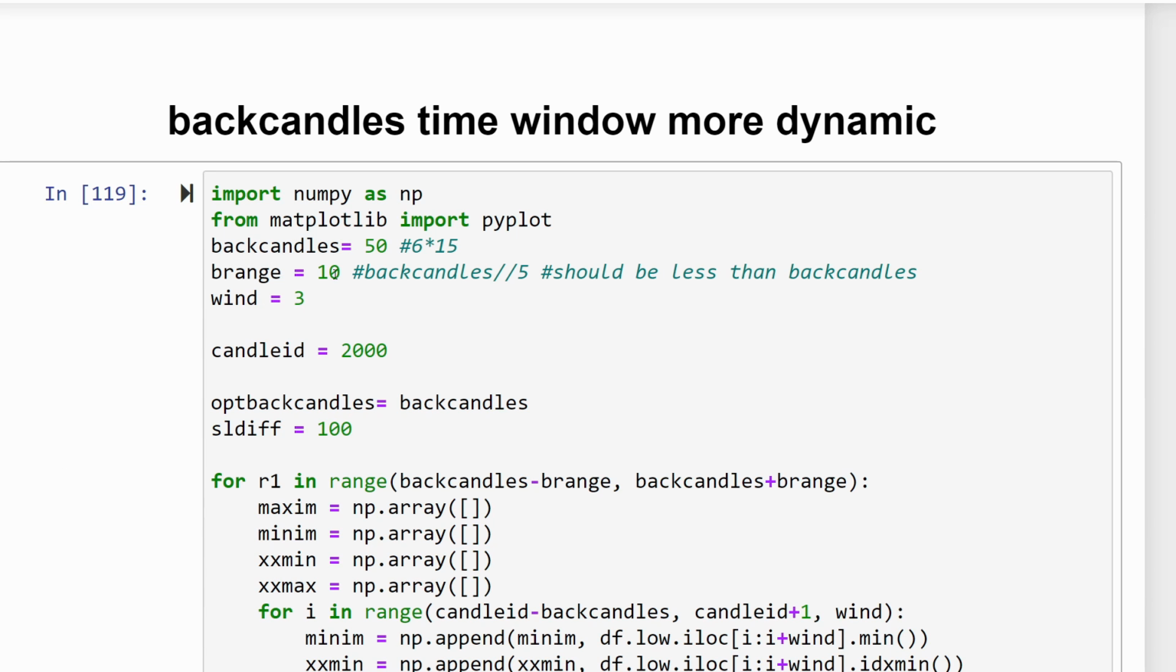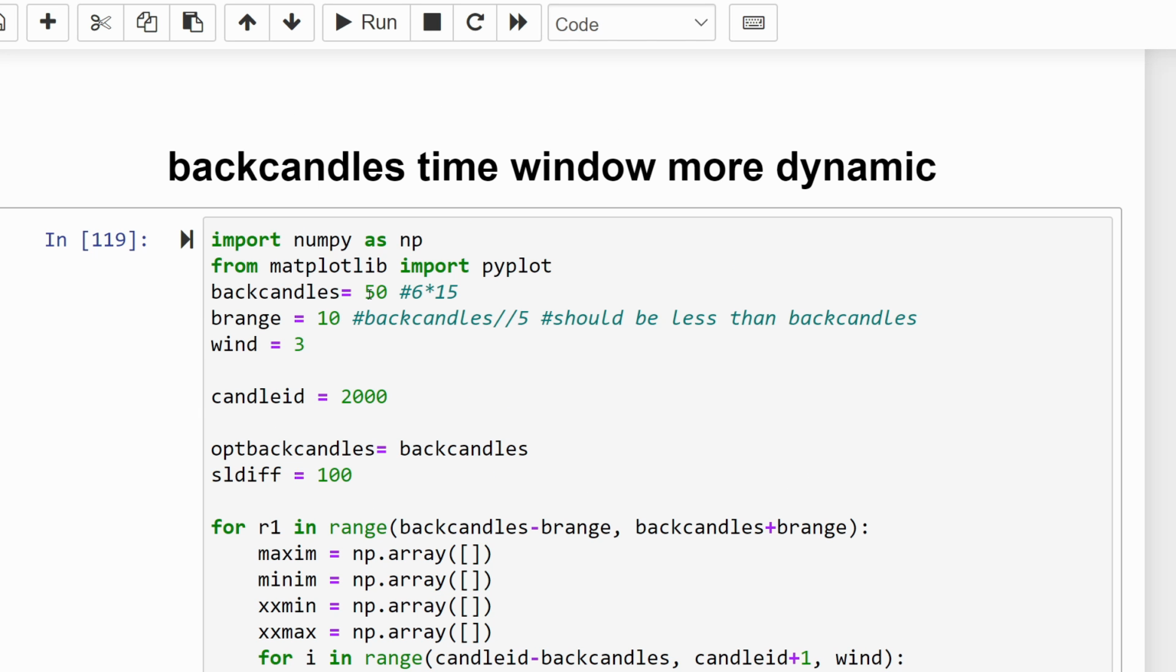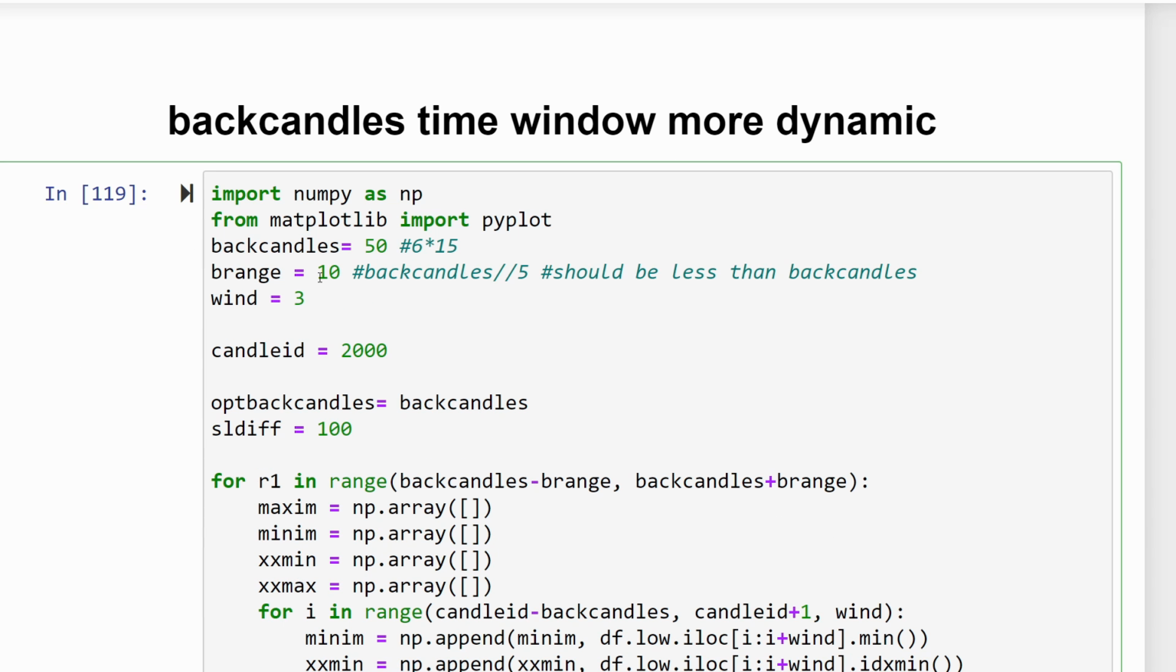In other words, imagine I took number of back candles equal to 50, then the B range is equal to 10. So my program is allowed to test different back candles values from 40 up to 60 back candles. And if I take 20, it's going to be 30 up to 70 back candles. And the program will be choosing the situation where I have the most parallel slopes between the minima and the maxima, because this is where we have the most probable situation of a channel, of a trend channel.